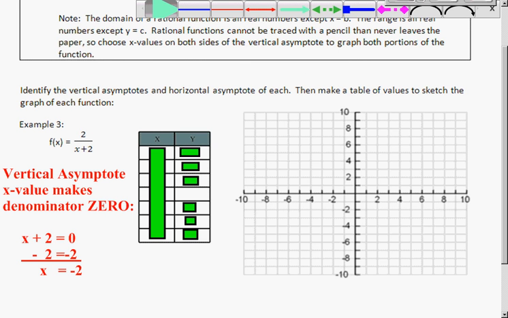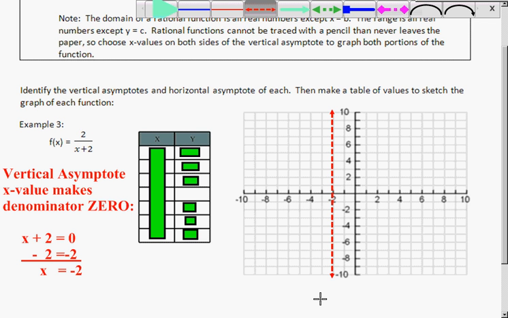So I'm going to go ahead and graph my x equals -2. And here's where x equals -2 right here. That is your vertical asymptote. Remember, a vertical asymptote is basically your line. When graphing your rational function, it will never touch that line. It will approach the line but never touch it.